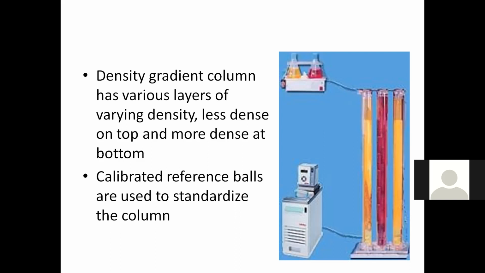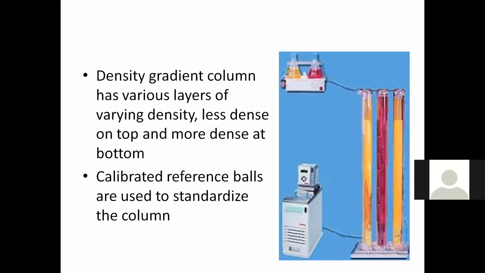Next condition for these two liquids is that they should not react with each other. If these liquids react with each other, then the density gradient column will not form. These liquids should be partially miscible. Partially miscible. I'm not using the word that these liquids should be miscible completely or immiscible completely.